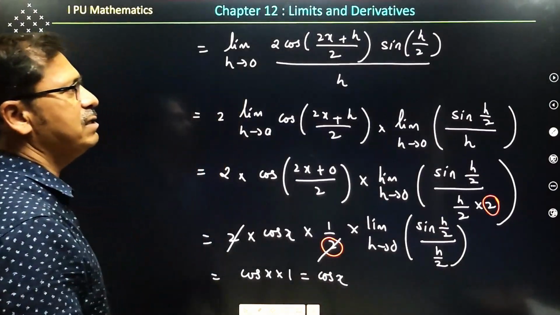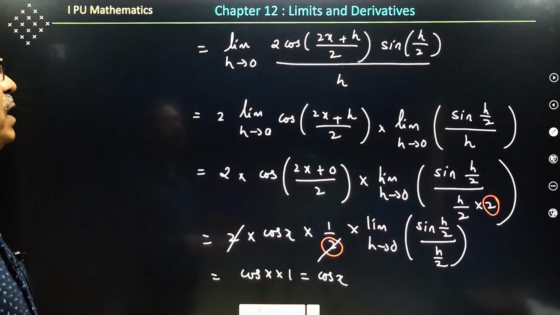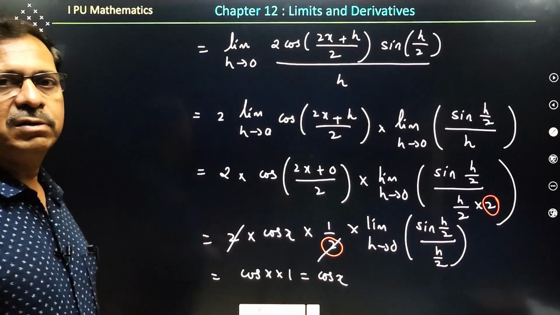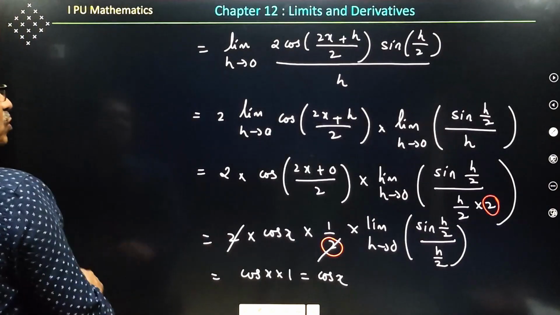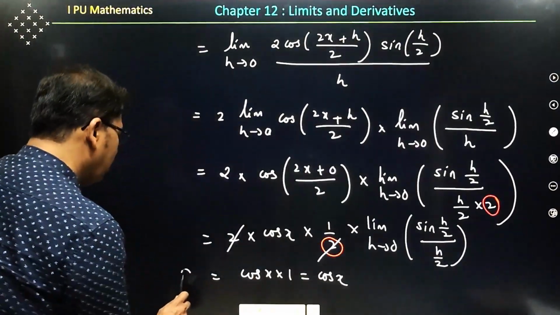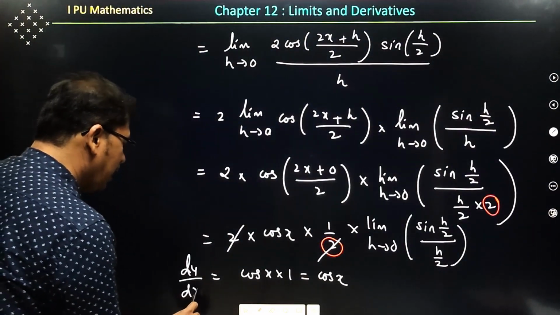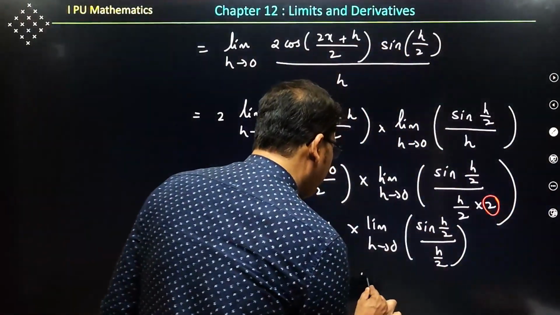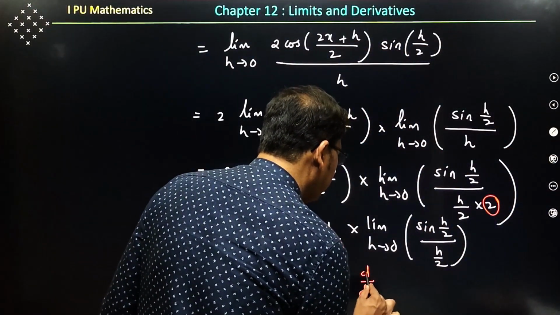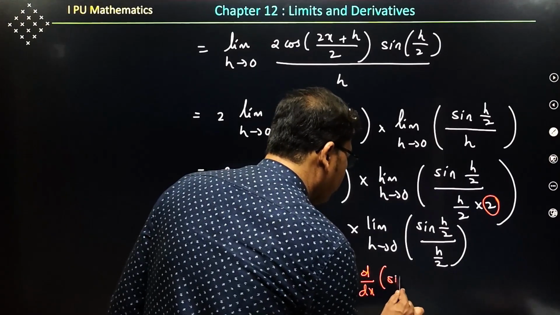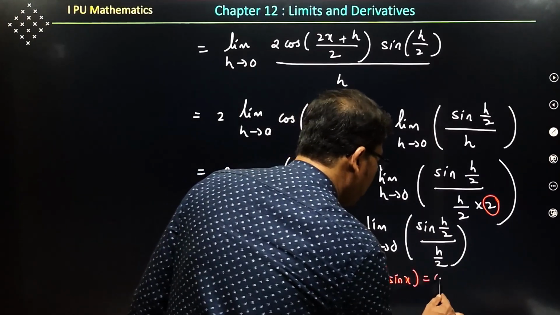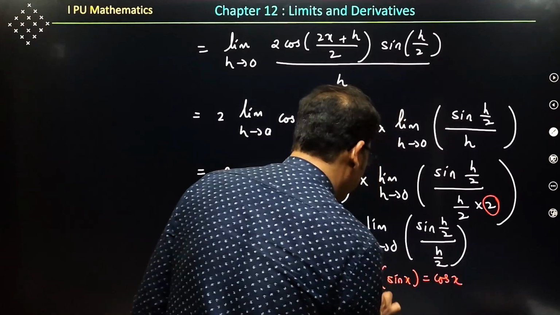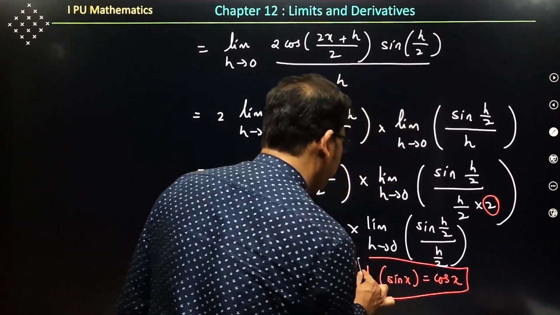So the conclusion is derivative of sin x with respect to x is equal to cos x. So dy by dx, what did we get? Cos x we got, and I have obtained a result. What is that result? d by dx of sin x, the derivative of sin x, is equal to cos x. A very important result. Please remember this.